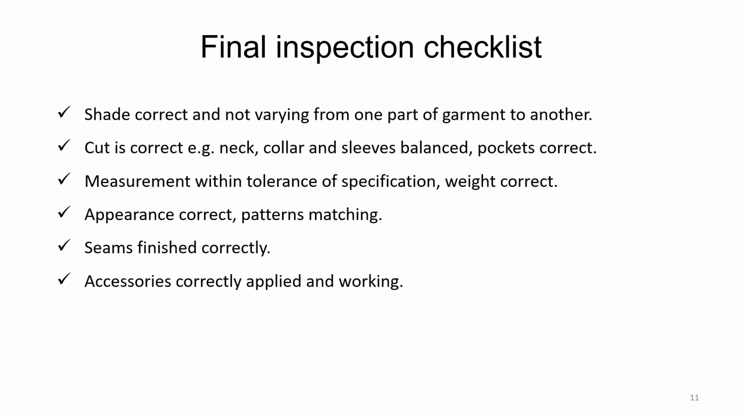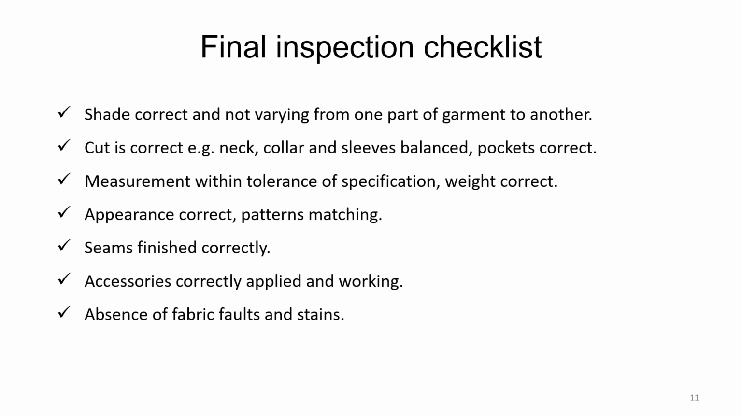The distance between the two button holes and the distance between the two buttons should be identical, otherwise it will be a big problem. Whether the main label has been put at the correct place or not, whether the size label has been put at the correct place or not, and whether it has been stitched correctly or not. All of that has to be checked by the person who is undertaking the final inspection.